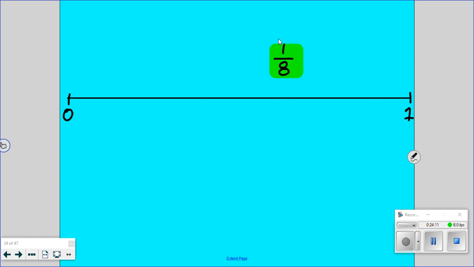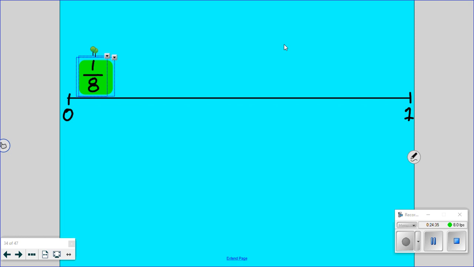Beautiful. Did you hear that? Addison said 1/8 is very small. So that means it's not going to be a lot. 1/8 should be close to 0. It's a tiny spot. Now, should it be right on top of 0? No, 1/8 is not equal to 0. But it's very close to 0.